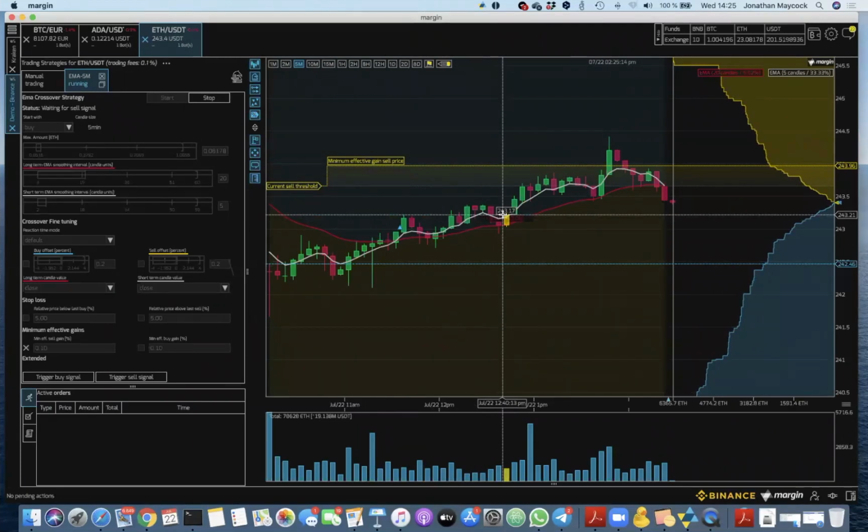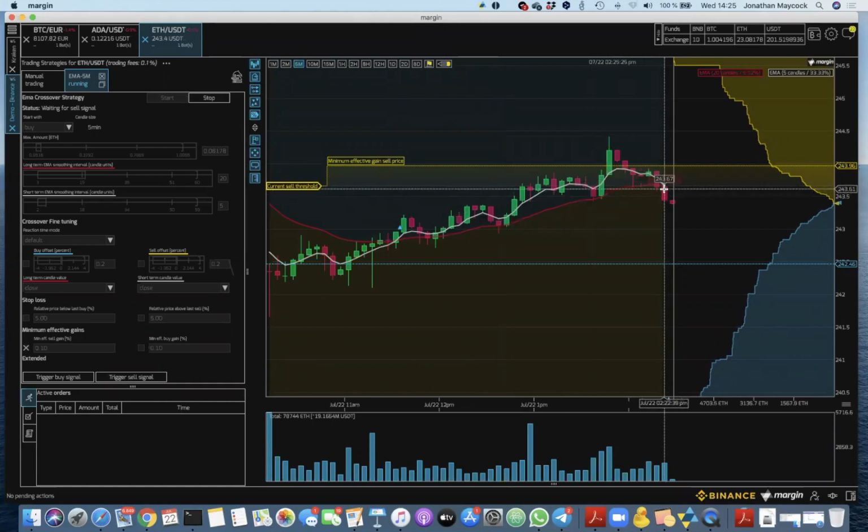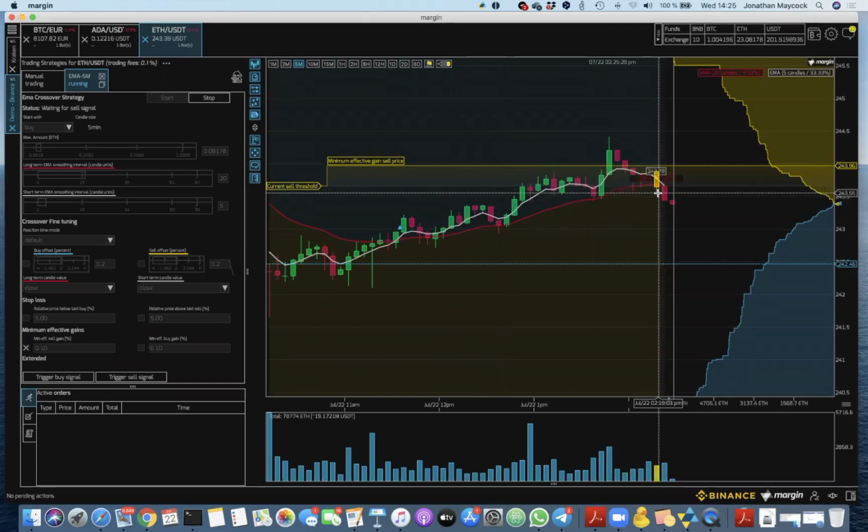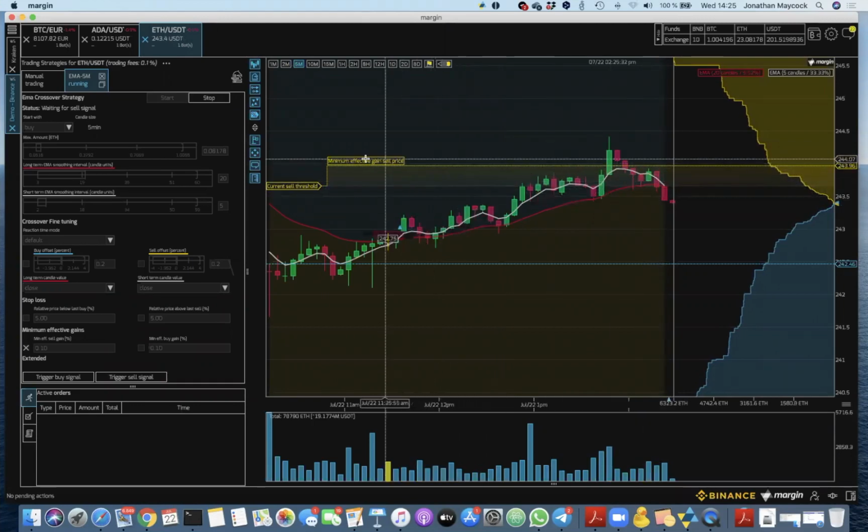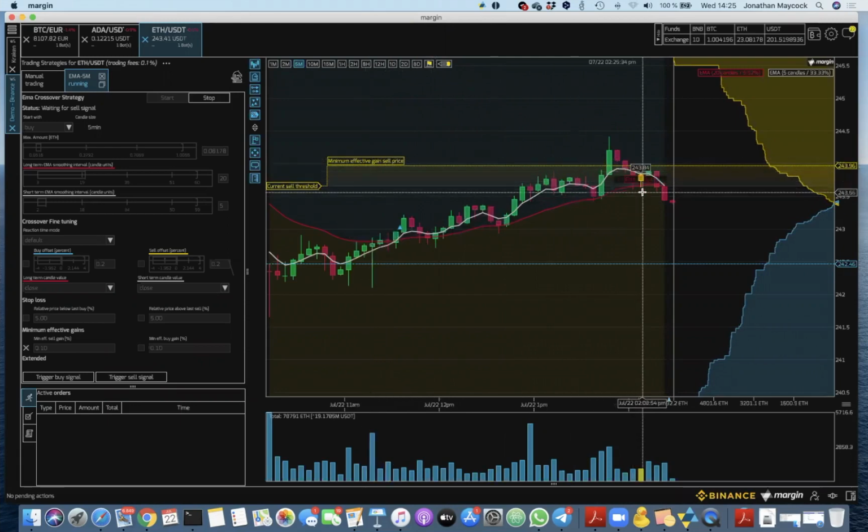Maybe the market goes flat and you want to sell, buy, and then get ready for the bullish trend that happens after that. So it's really something you have to get used to and figure out what you want to do. Here it looks like it's about to cross over, but it won't trigger the sell because we're below the minimum effective gain. And so this visualization shows you that there. It might have already crossed over, but we haven't sold.